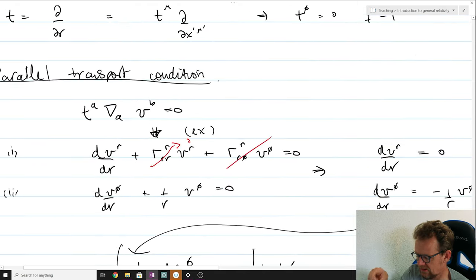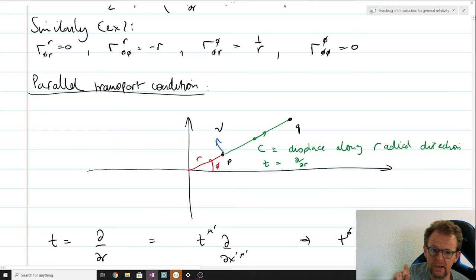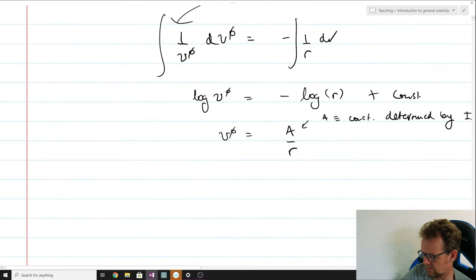So we learn that as you parallel transport a vector along a radial curve in polar coordinates, you better be rescaling that phi component as you go along the radial component. And that makes some sense, right? Because if you didn't rescale it, then because the basis vector that points in the direction phi is effectively larger and larger as you go along the curve, the tangential component in the phi direction would be getting larger and larger as you parallel transport. But that does not accord with our notion of parallel transport. So that's why we have to rescale this component v phi of the vector in polar coordinates.